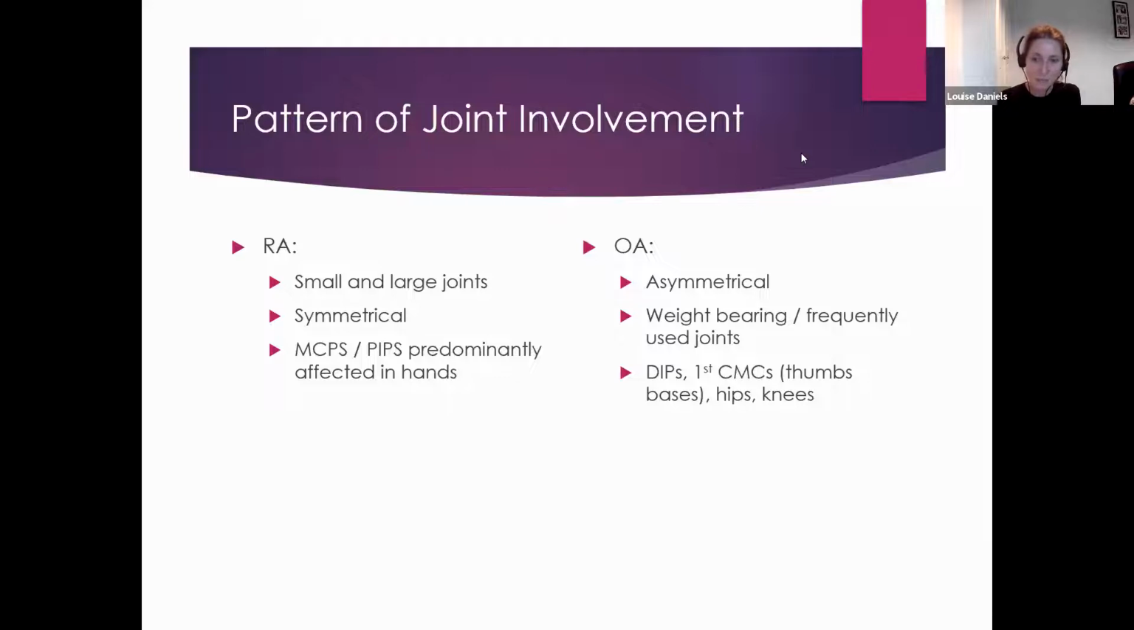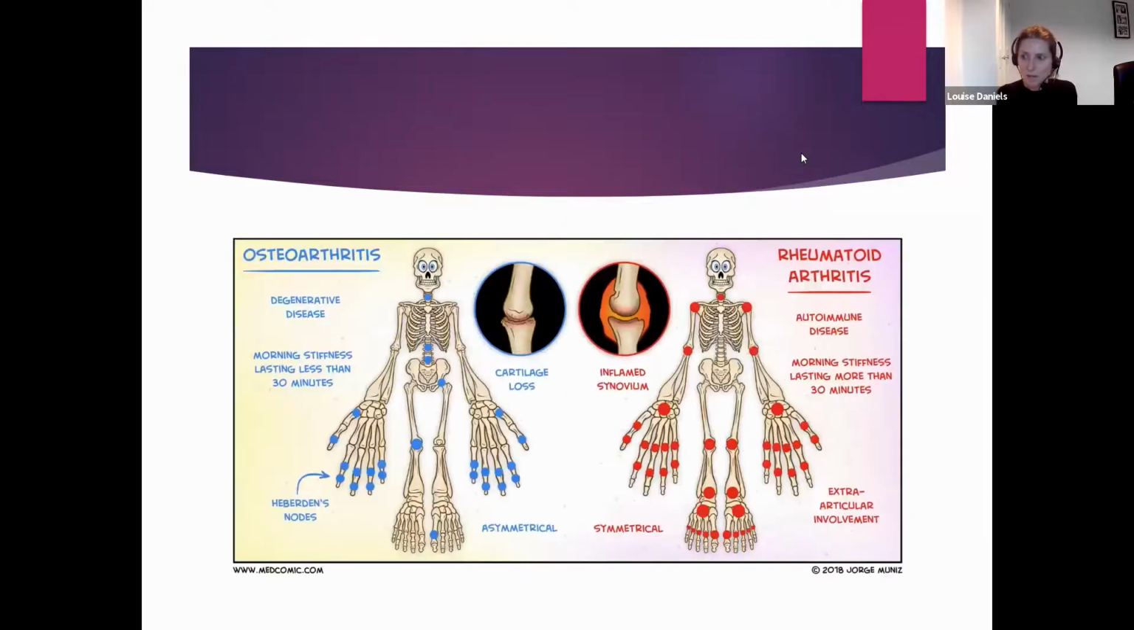It tends to be the big weight-bearing joints like the hips and knees, or the joints that are used more frequently for everyday activities like the first CMC joints, the joints at the base of the thumb, or the DIPs that become affected. And this is quite a nice little diagram just showing the comparison. I think you can hopefully see my mouse hovering over. So I'm looking on the right-hand side at rheumatoid arthritis to start with.